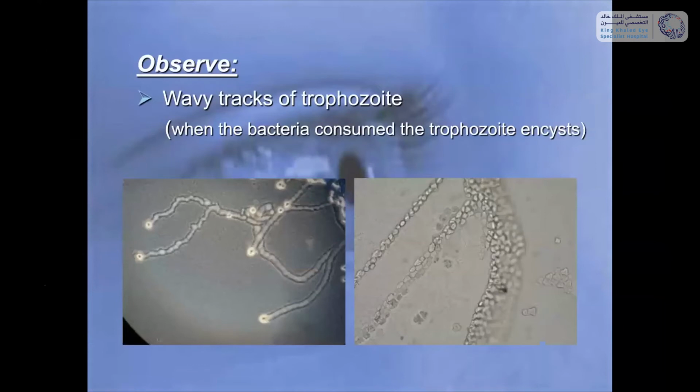In cultures, usually we observe the wavy tracks. This is the wavy tracks of trophozoites. Once the bacteria are consumed, then the trophozoites will encyst. As you can see, this is the cyst, chains of cysts in the culture media.